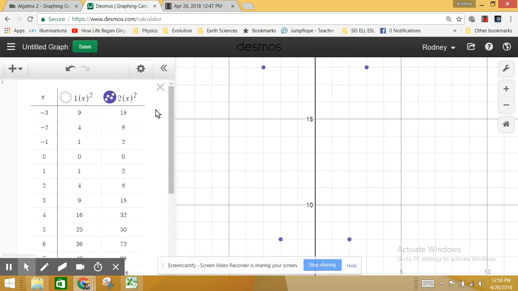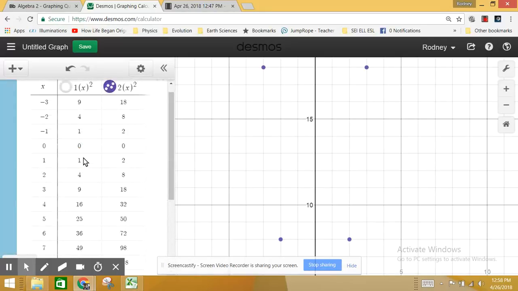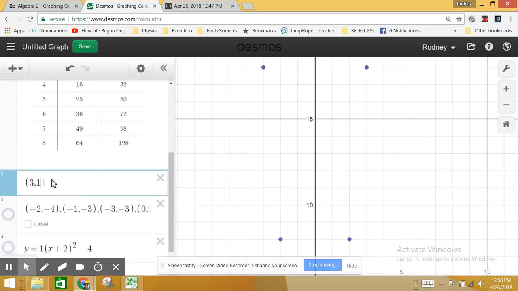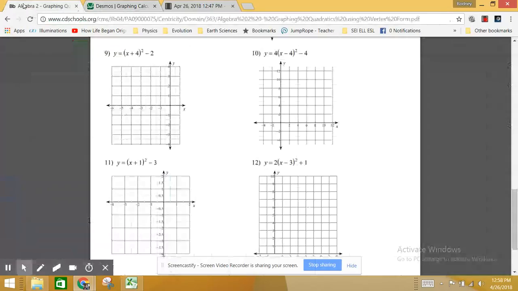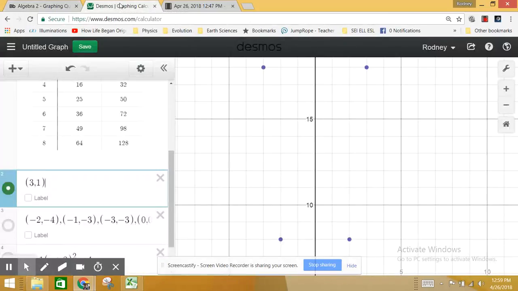Turn that one off. I've got a vertex at 3, 1. Confirm that's right, because my function is, yes, 2 times x minus 3 squared plus 1. That h is 3 and k is 1. So I've got a vertex at 3, 1.